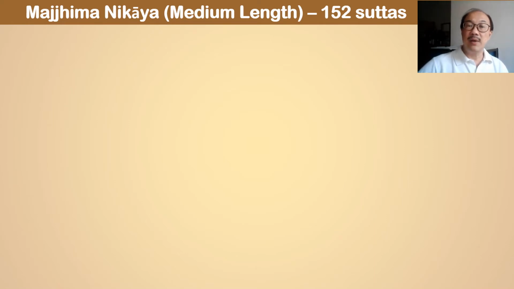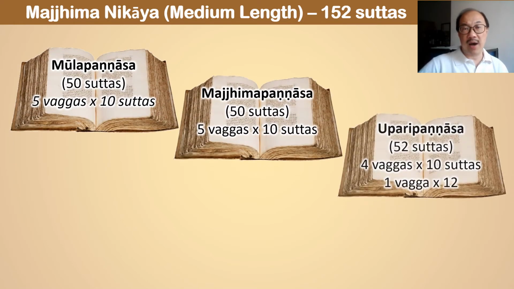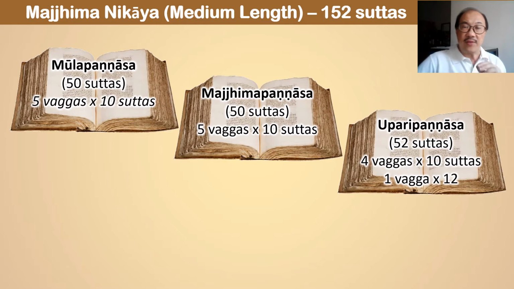Next, the Majjhima Nikaya, the medium-length sutta collection, is also divided into 3 parts. Each part has 5 vaggas or divisions, which have 10 suttas each except one with 12 suttas.